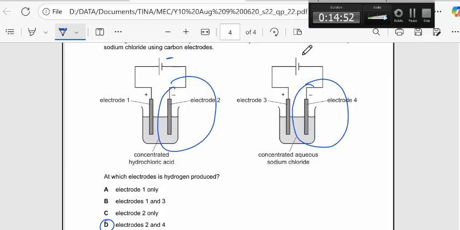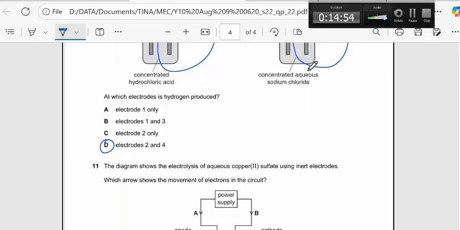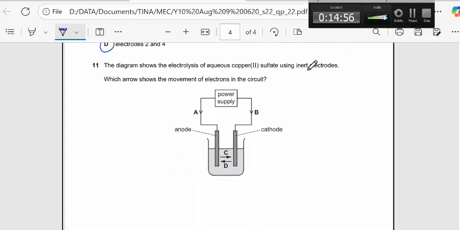Yes, this one is negative. Negative is cathode. Okay, last question. The diagram shows electrolysis of aqueous copper 2 sulfate solution using inert electrodes. Okay, remember, electrons flow in the wire, ions flow in the solution. So movement of electrons is not this too. Okay, wait. Cathode receive electron or release electron? Receive.